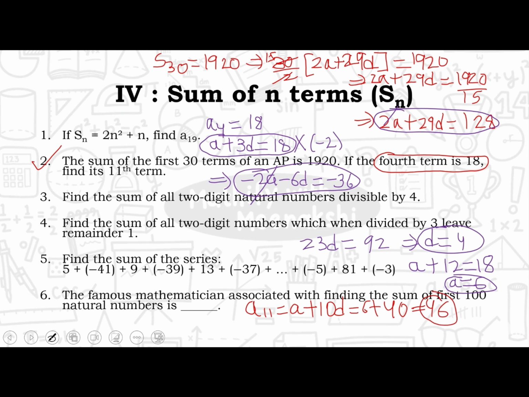So this question is also important because here you have used the formula of Sn and An both in a single question. Let's move to the third question.